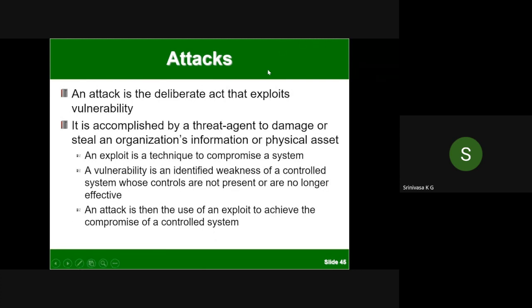And what are attacks? An attack is a deliberate act that exploits a vulnerability, and it is accomplished by a threat agent to damage or steal an organization's information or physical asset. An exploit is a technique to compromise a system. A vulnerability is an identified weakness of a controlled system whose controls are not present or no longer effective. And an attack is then the use of an exploit to achieve the compromise of a controlled system.